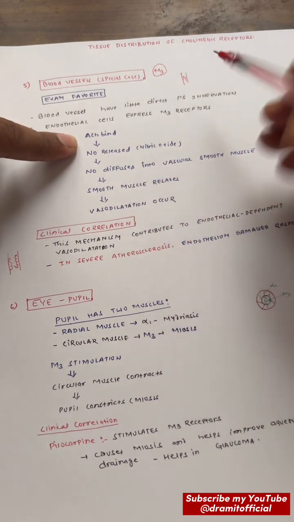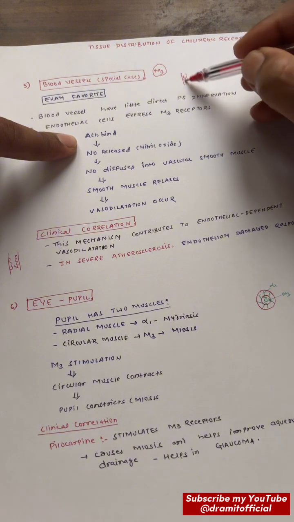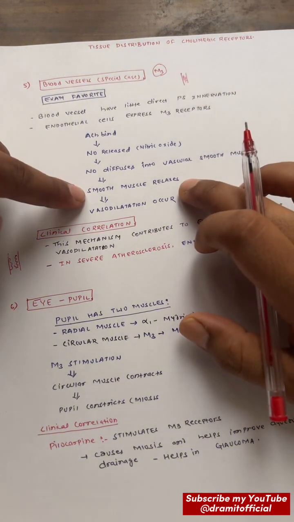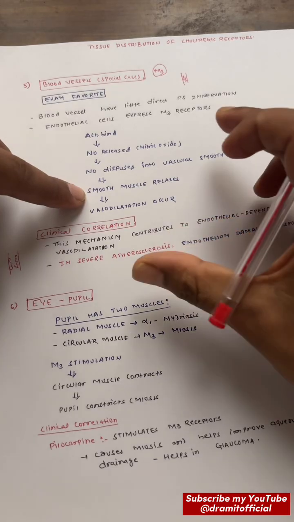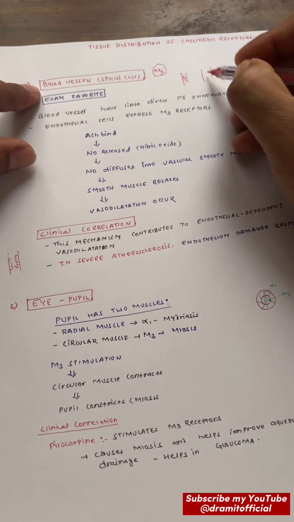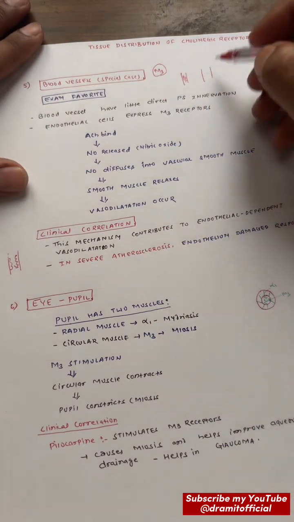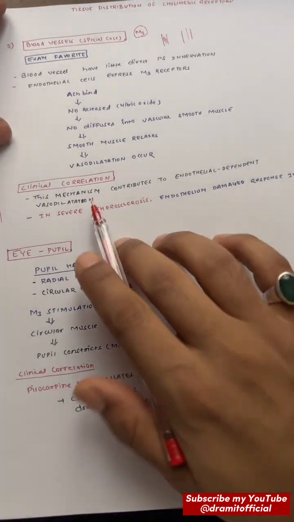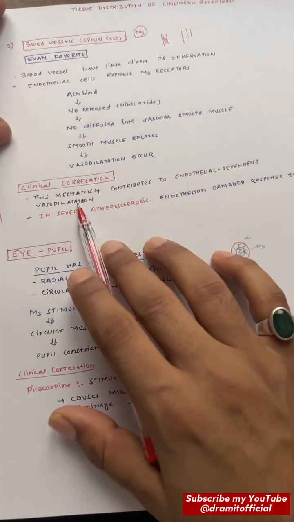this nitric oxide diffuses to the vascular smooth muscles present in the blood vessels. Okay, and that helps the smooth muscles to relax and causes vasodilation. So blood vessels will dilate. Okay, and the blood flow will be good over here. Now, what's the clinical correlation? This mechanism helps in endothelium-dependent vasodilation.